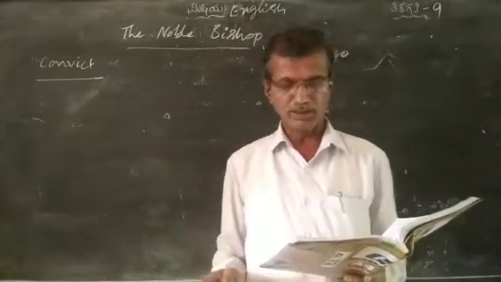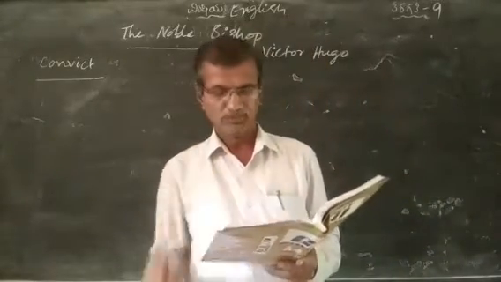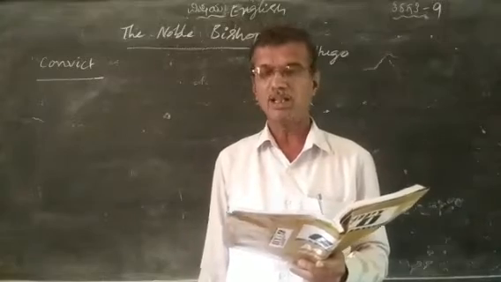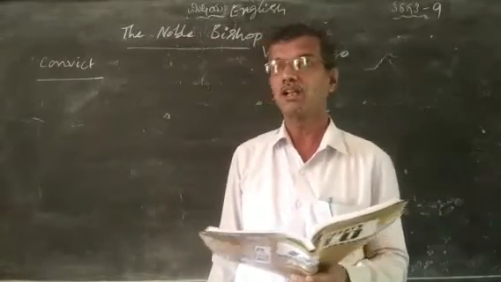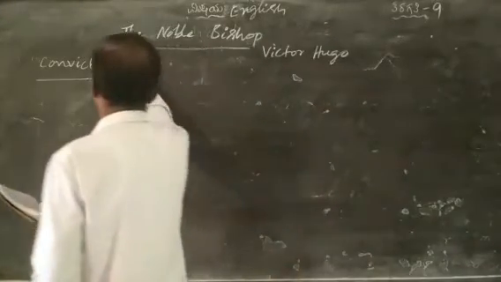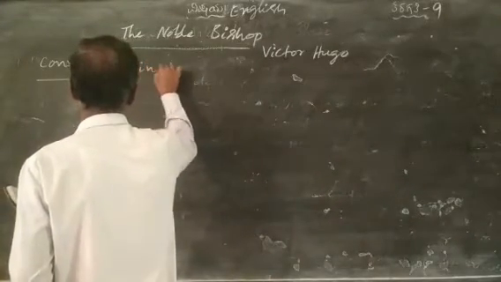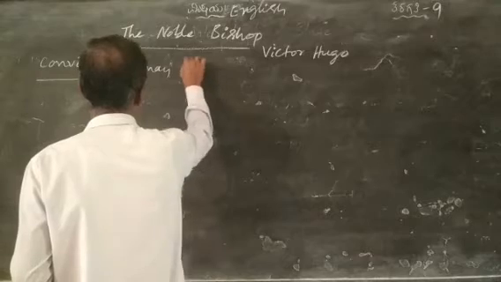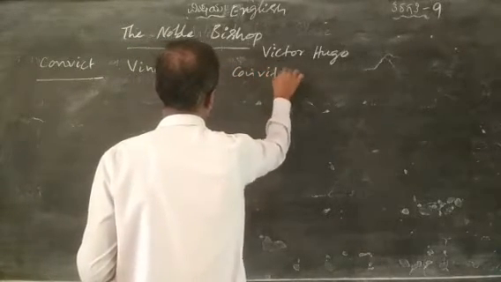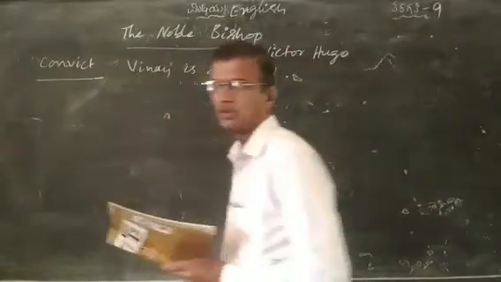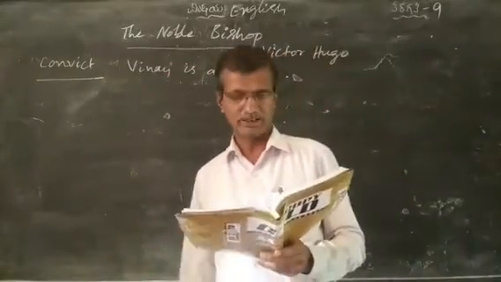Convict: a person imprisoned for a crime. Vinay is a convict. So you can give a number of examples like this.